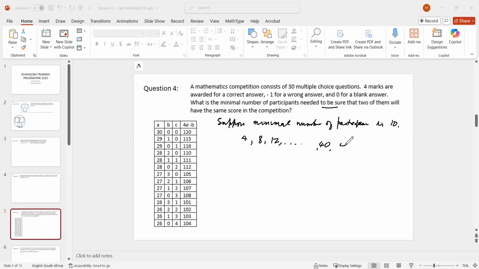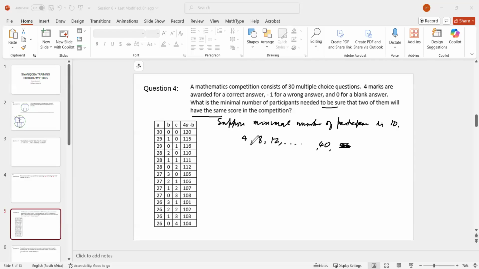And here there are 10 scores, but no two of them are the same. No two of them are the same. So with 10 can't be minimal, right? Because it's quite possible to get 10 different scores. So the question is now, is it possible to get like 30 different scores? Will give you 120, right?